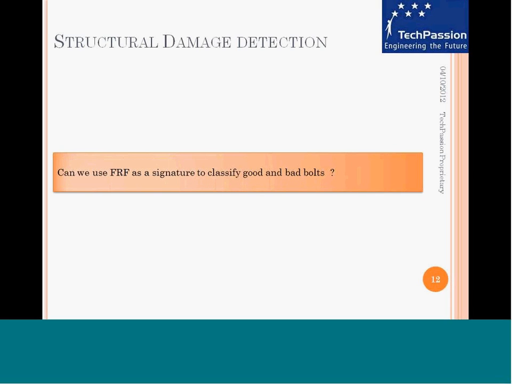Now I come to the real question. Given a structure and say it has defects somewhere, we want to know if there is a way of saying which structure has defects, which one does not have defects. For that, we need to know what is the parameter that we can use, and even before that, what signature you would use. So we asked the question of, can we use frequency response measurement as a signature to classify good and bad bolts?